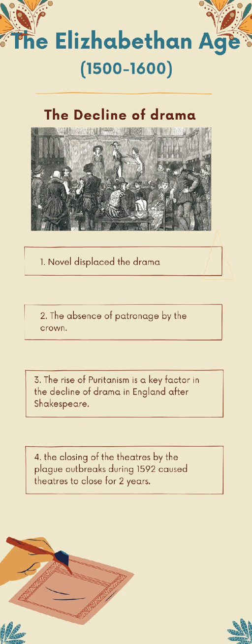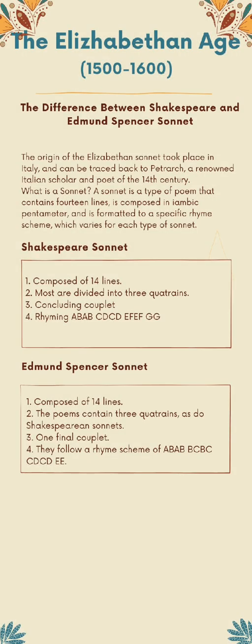Move to another topic, which is about the decline of the drama. So these are the causes of the decline of drama. First, the novel displaces the drama. Second, the absence of patronage by the crown. Third, the rise of Puritanism is a key factor in the decline of drama in England after Shakespeare. And then the last, the closing of the theaters by the plague outbreaks during 1592 caused theaters to close for 2 years.